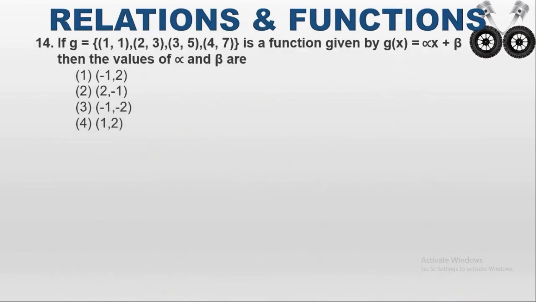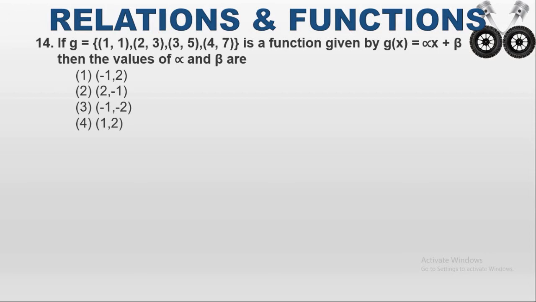Question number 14. If G equal to the set of (1, 1), (2, 3), (3, 5), (4, 7) is a function given by G of x equal to alpha x plus beta, then the values of alpha and beta are. What is the problem given here? The function is given as G and the operator is G of x equal to alpha x plus beta. In the function G, it is given as ordered pairs. In an ordered pair, the first element is the input and the second element is the output.